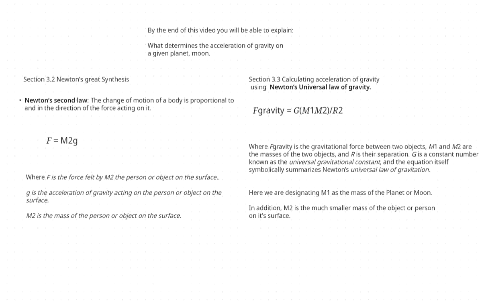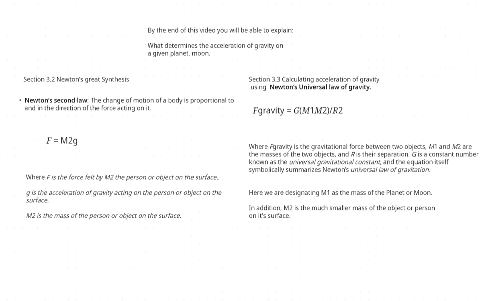Now, if we look at this slightly differently, we can apply this to slightly different scenarios. Let's designate M1 as the mass of a planet or a moon, and M2 is the mass of something much smaller that's on the surface of the planet. It can be an object or a person, but obviously a person is much smaller than a planet or moon.